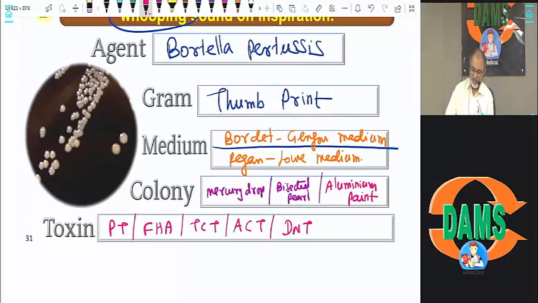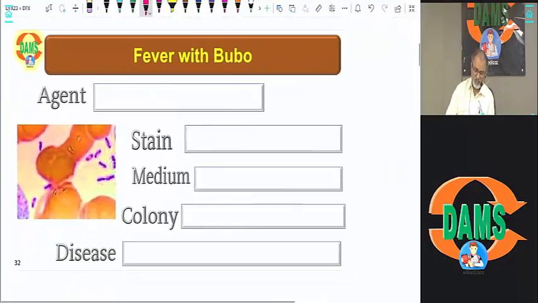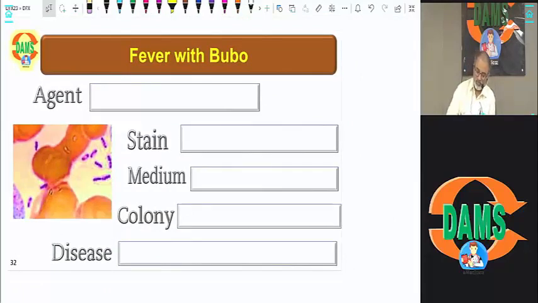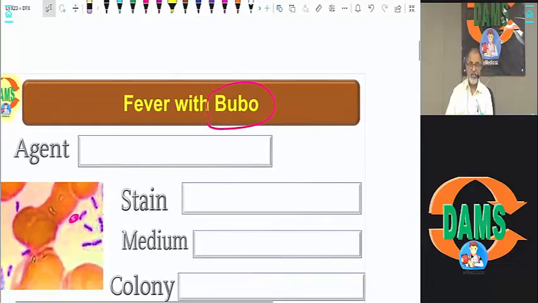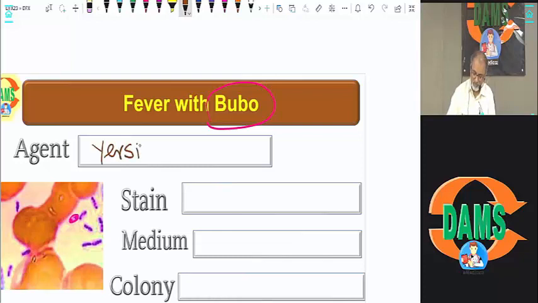Yes. Next is fever with bubo. There is a bubo, and see how the bacteria look like. Typical bipolar staining, safety pin appearance. What is the agent? Safety pin appearance, bubo. Yersinia pestis, which causes plague.